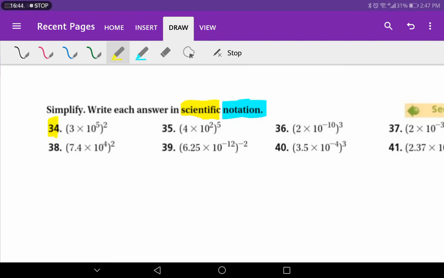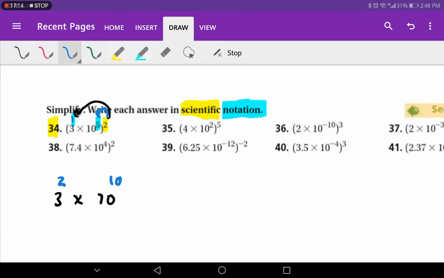34. As we know, the power here will distribute to this power and this power. And I know this power is 1. So 2 by 1 and 2 by 5. So I write the 3 multiply 10 as it is. This is the first step. And then 2 multiply 1 equal 2, and 2 multiply 5 equal 10.